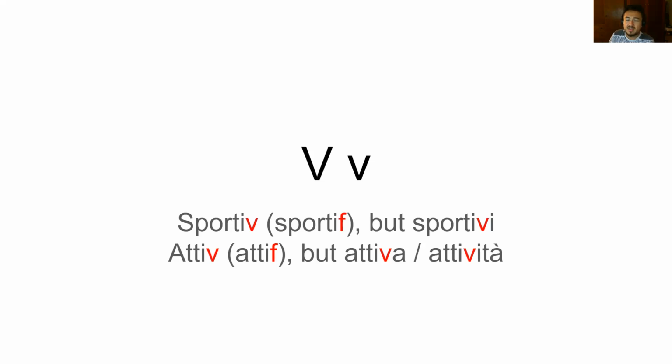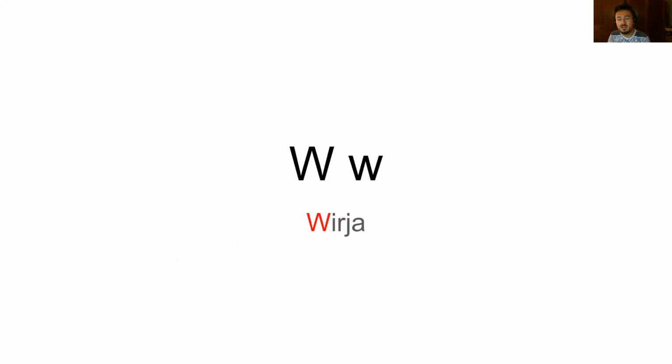You say attiv with an f, but then attiva, attivi, or else also attività, which means activity. V, not f. F only at the end, attiv. And there's v, such as in this word wirja, which means exhibition or sometimes performance.